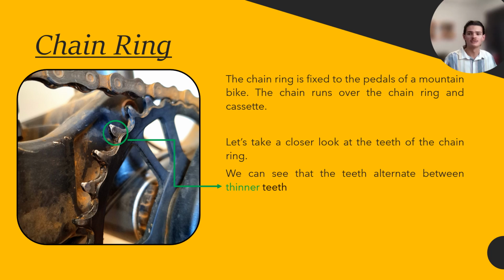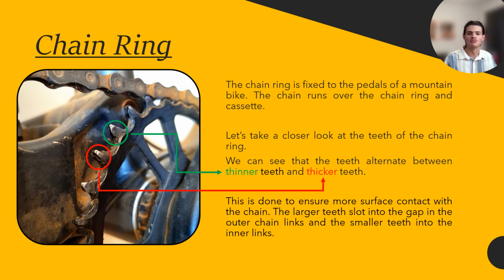As indicated in green, we can see the thinner teeth of the chainring, and in red we can see the thicker teeth. These teeth alternate across the chainring. This is done to ensure more surface contact between the chain and the chainring. The larger teeth slot into the gap in the outer chain links and the smaller teeth into the inner links.